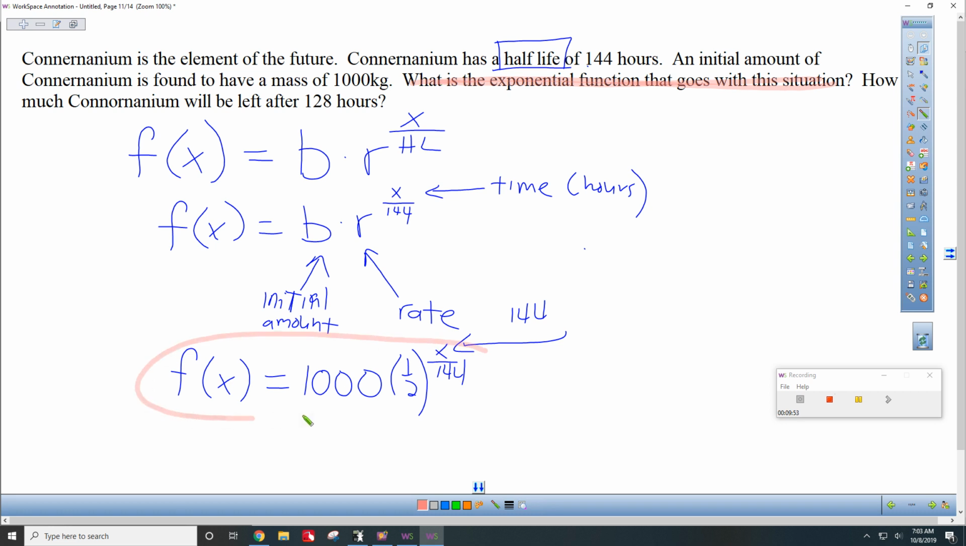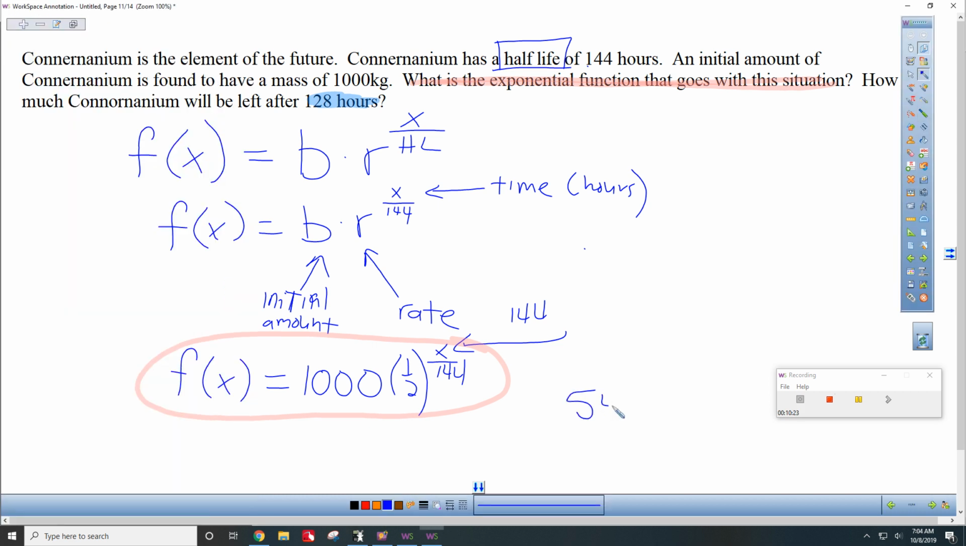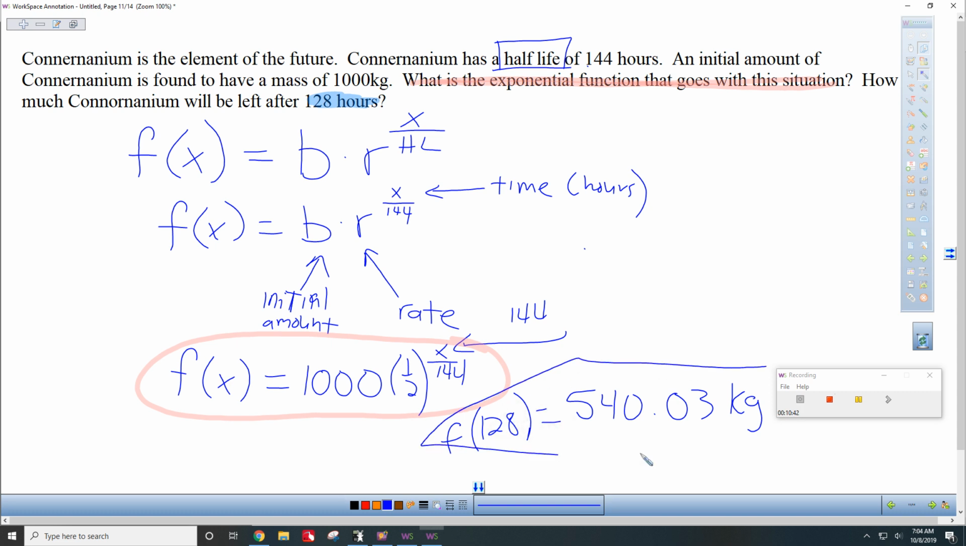All right, how much quaternium will be left after 128 hours? All right, we can do that. In fact, let's just go right back to our calculator. We're at 144. Let's just scroll up to 128. And there you go. 540.03 kilograms. And that is essentially what f of 128 equals. So that should help you on your first Chapter 7 quiz. Good morning, Tori. Boom!